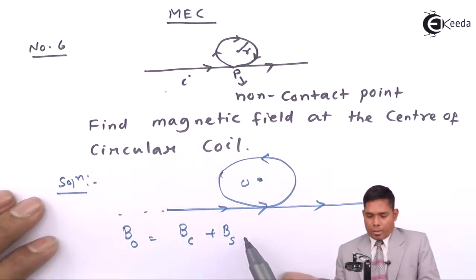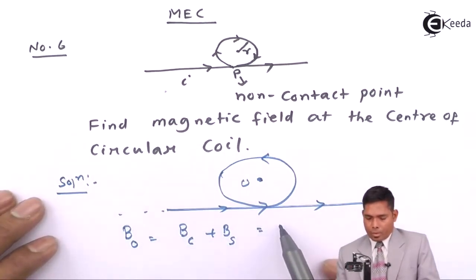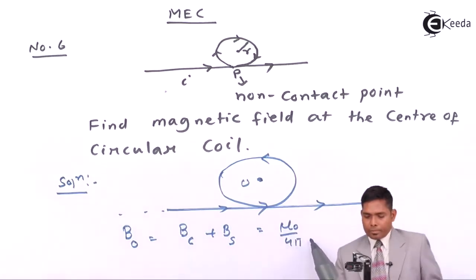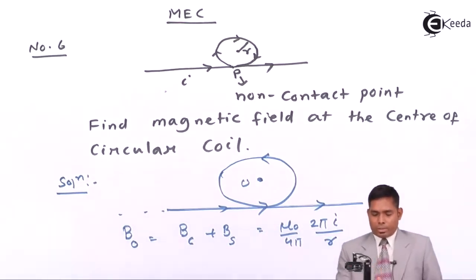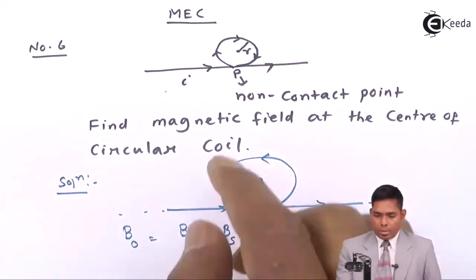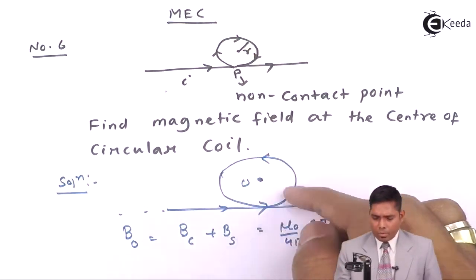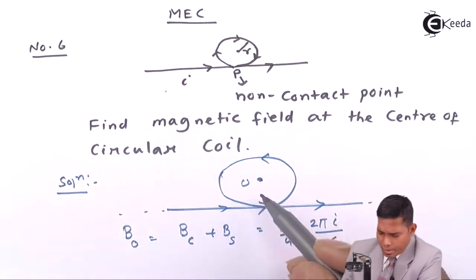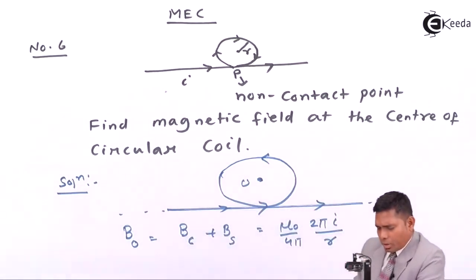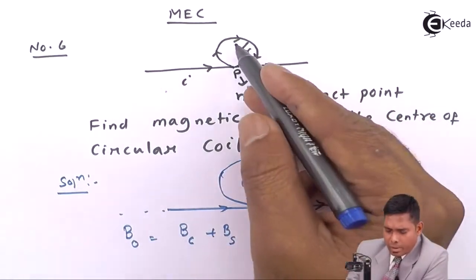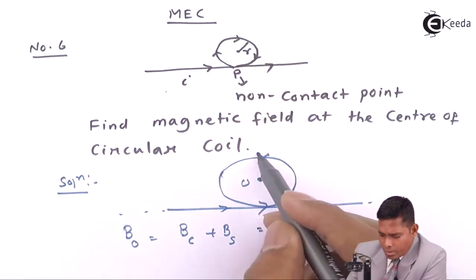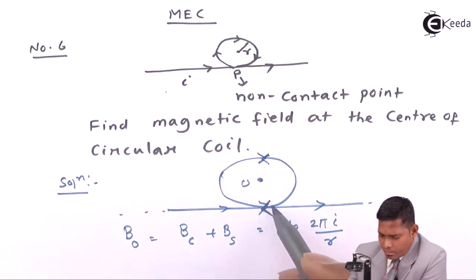Magnetic field due to the coil is mu naught upon 4 pi, 2 pi I divided by R. Here I have shown anti-clockwise, no problem. If it is anti-clockwise, this is out, and because of the straight part of the conductor, that is also out. So in this case it will be added. For this diagram it will be subtracted. I'll change the direction for you if you want.